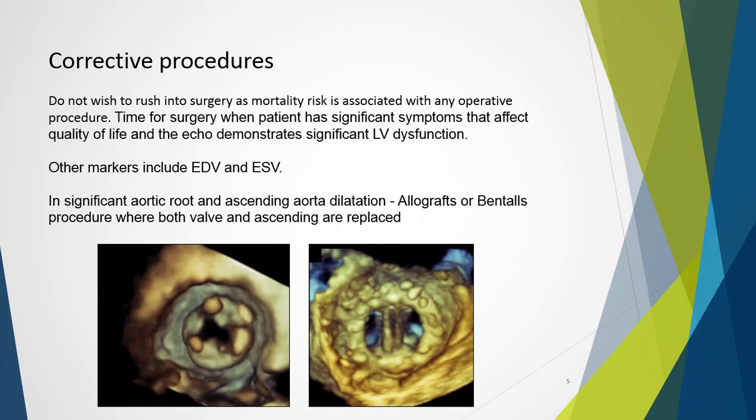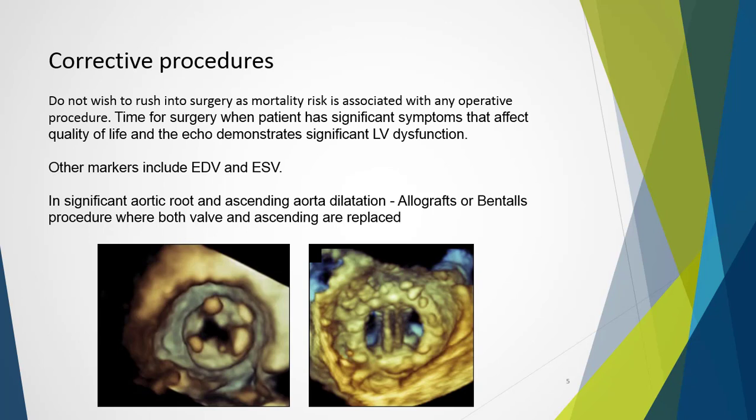So when it comes to corrective procedures, we don't wish to rush into surgery as mortality risk is associated with any of these procedures. Time for surgery is indicated when the patient has significant symptoms that affect quality of life and the echo demonstrates significant LV dysfunction. Other markers include end diastolic and end systolic volumes. When they significantly increase, then surgery is typically indicated. Progressive scans will show the cavity increasing in volume and the LV decreasing in systolic function. There will be a crossover point when the surgeon finds it most appropriate to act.